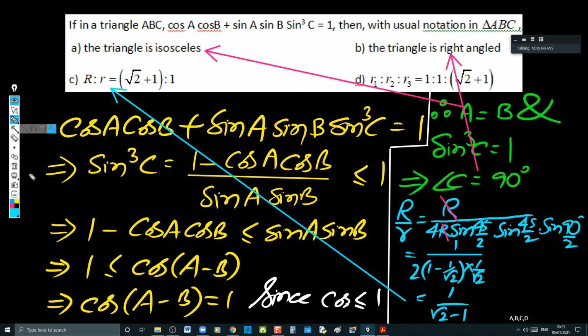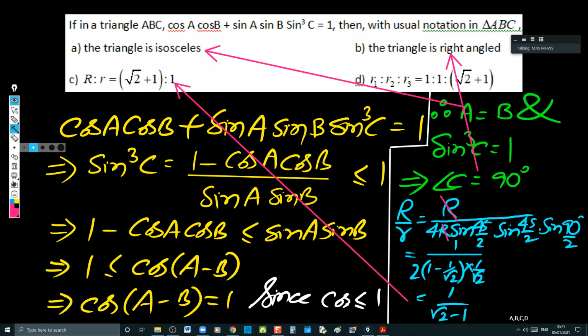That's it. Now, I'm moving on to the next problem because the D can be verified, because everything you know, you can verify that. That's it.